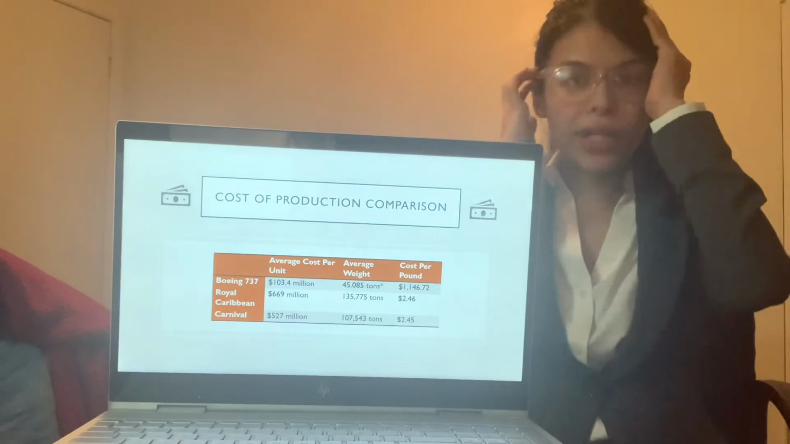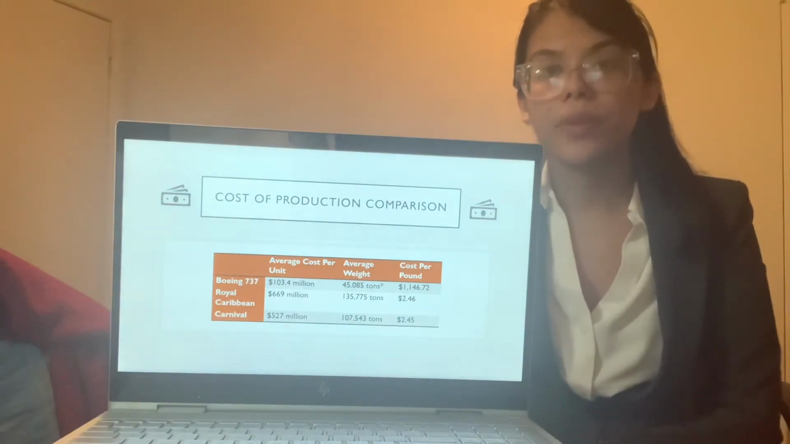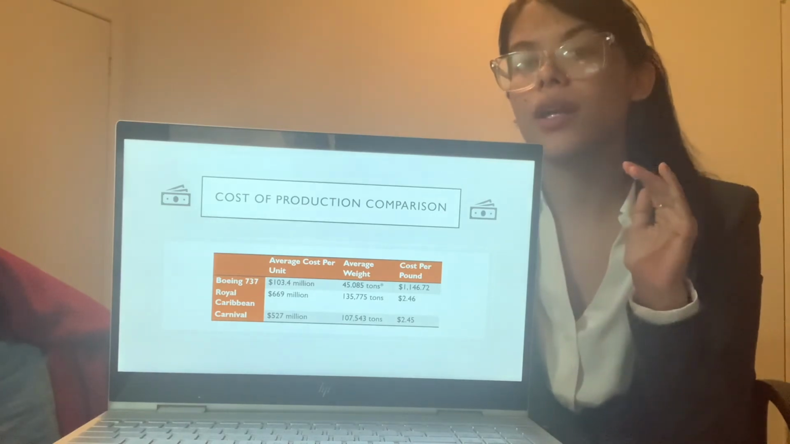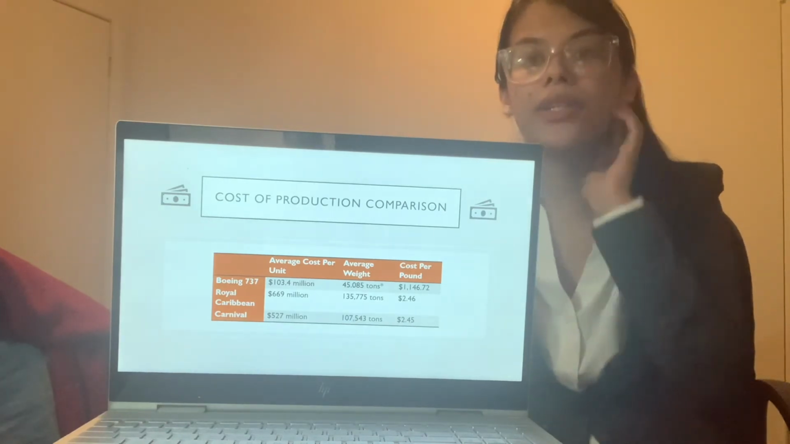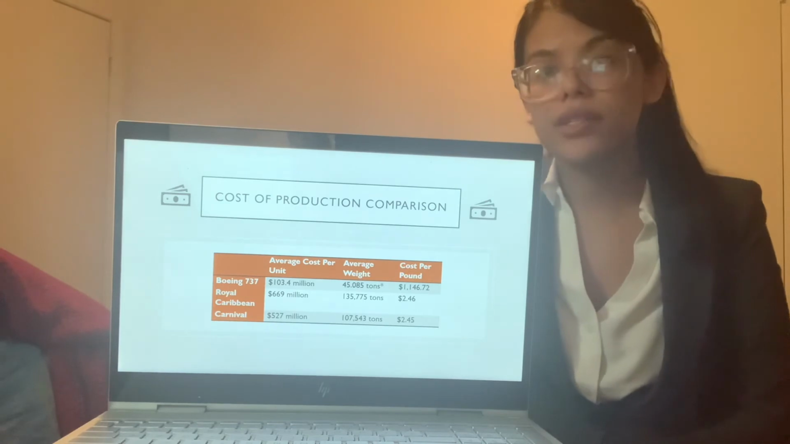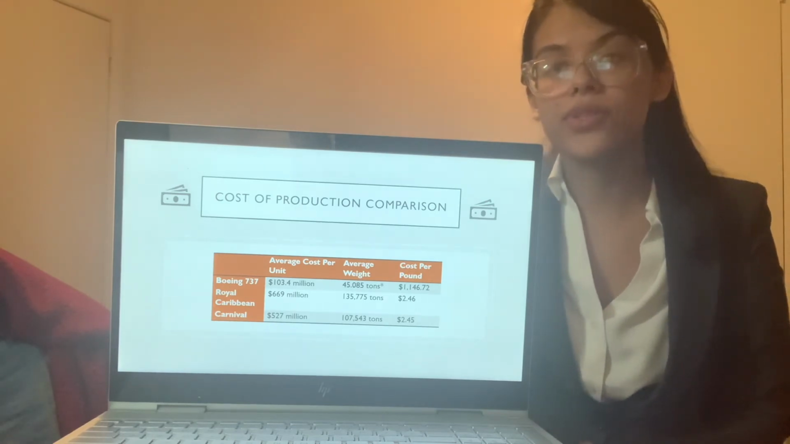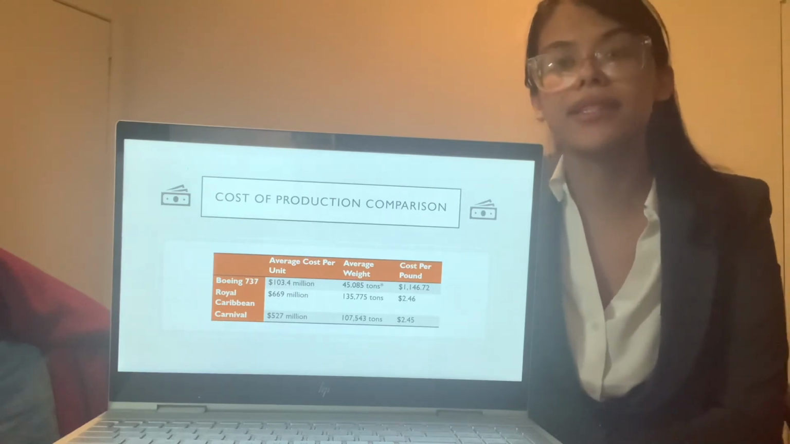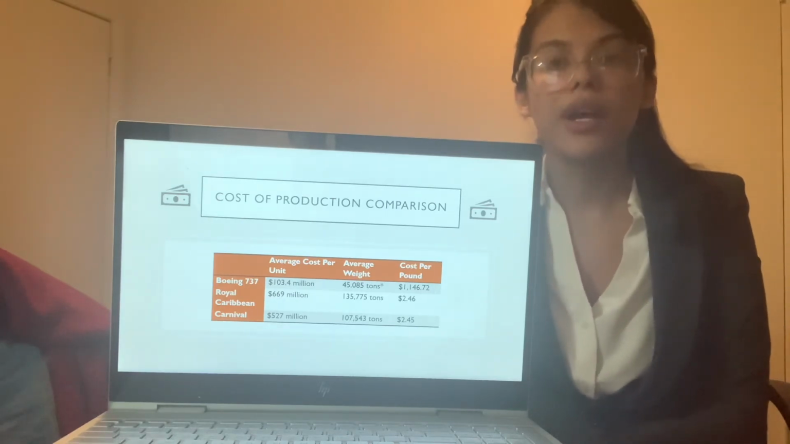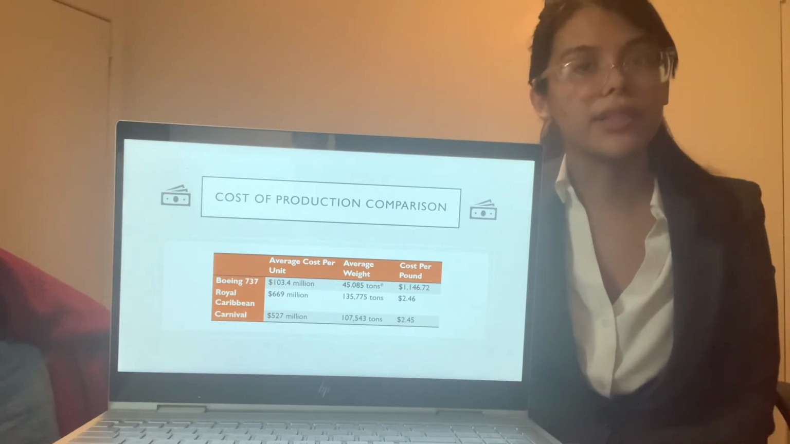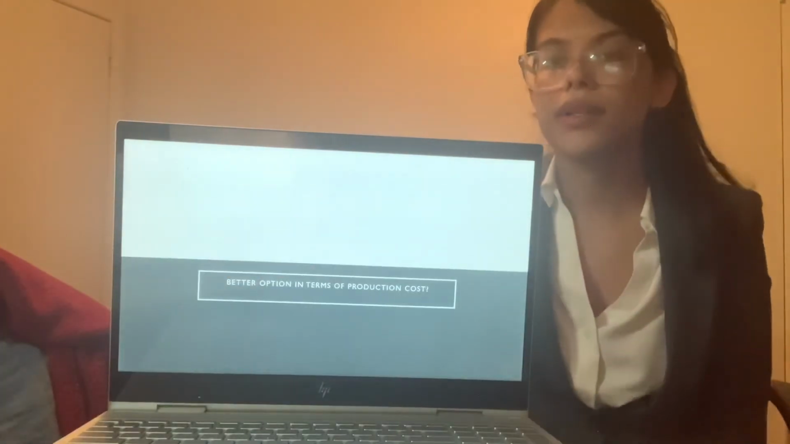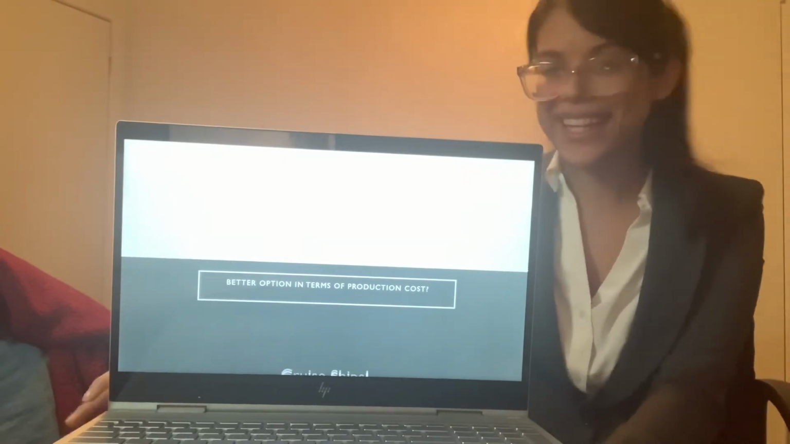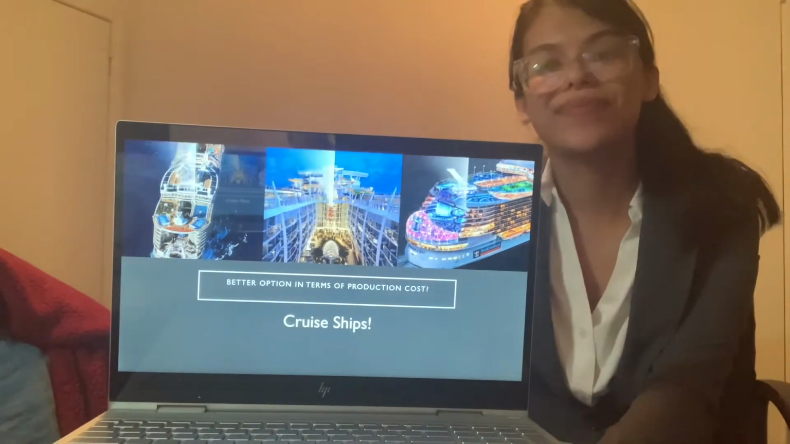Here I have the cost of production for Royal Caribbean, Carnival, and Boeing, and you can see that the cost to produce a cruise ship per pound is significantly less than the cost of production to produce an airplane per pound. So which is the better option in terms of cost of production? Again, the answer is clear: cruise ships.